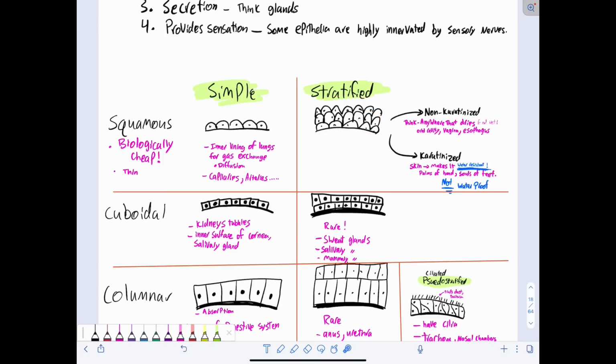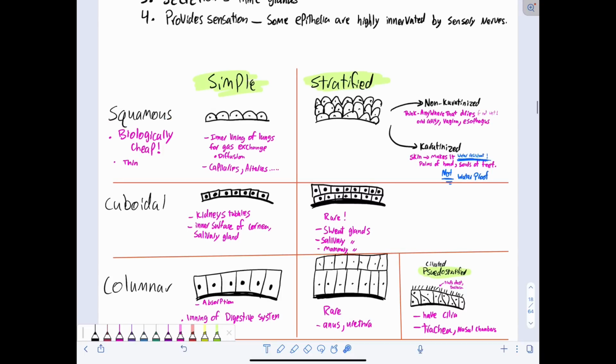And then simple squamous is found in areas where you need high diffusion. So think about your lungs where the gas exchange happens, right? Oxygen needs to come in and carbon dioxide needs to get out. Who better to put there than somebody who's very thin? Because literally the word squamous means thin. And they look like little fried eggs.